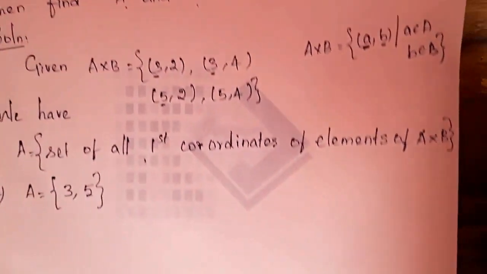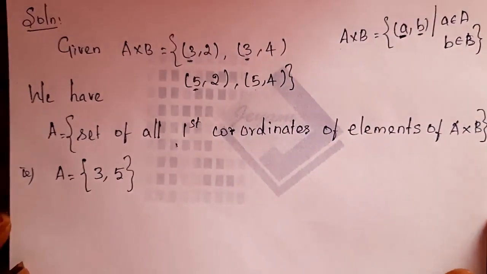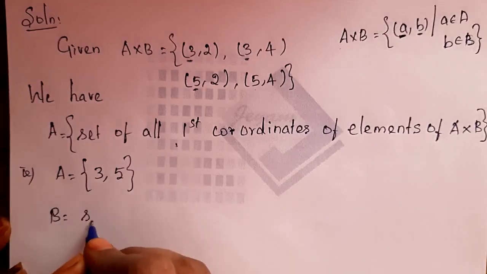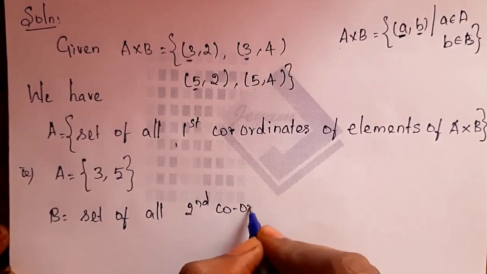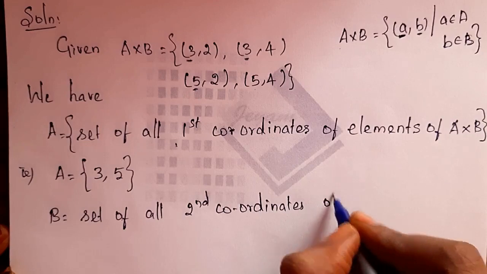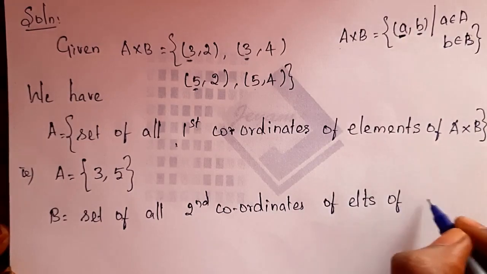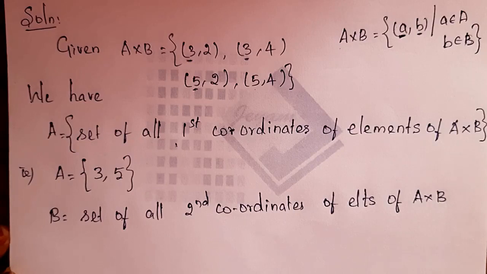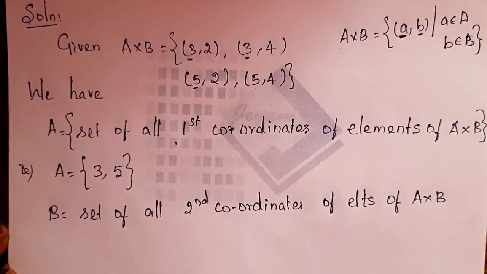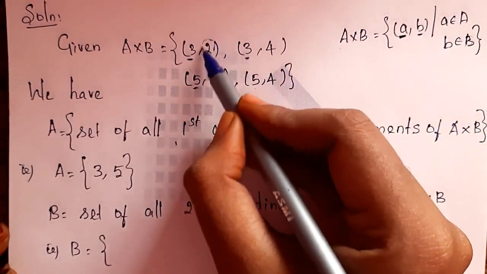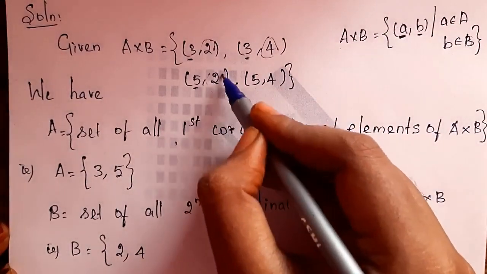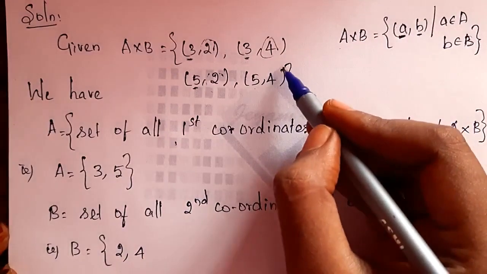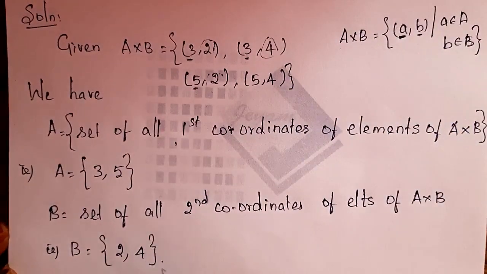Then tell me now, what is B? B equals the set of all second coordinates of the elements of A cross B. Now we can choose the second elements, that is B equals the set of 2, 4. Again here is 2, we already wrote 2, again here is 4, we already wrote 4, that's all.